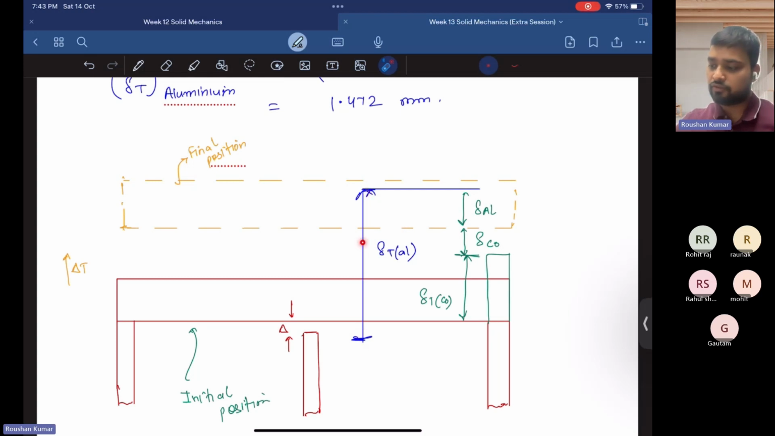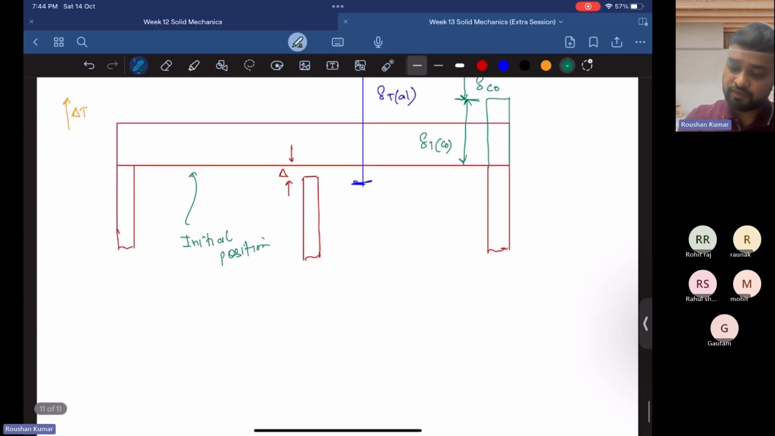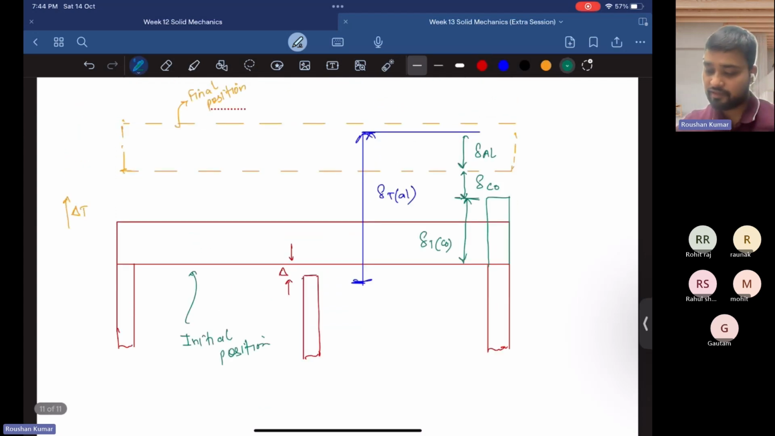So due to temperature change, of course, this is the change in length due to the temperature change in the aluminum bar. And there is also some elastic change, which is delta of the aluminum, and there is a copper elastic and thermal change in length, due to thermal and elastic change in the copper bar also. That is delta T of the copper and delta of the copper. So using this concept, we write one relation.